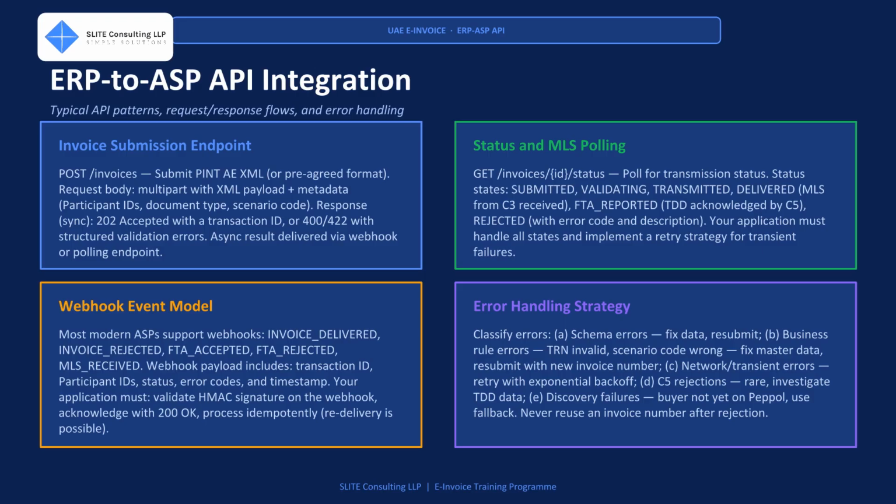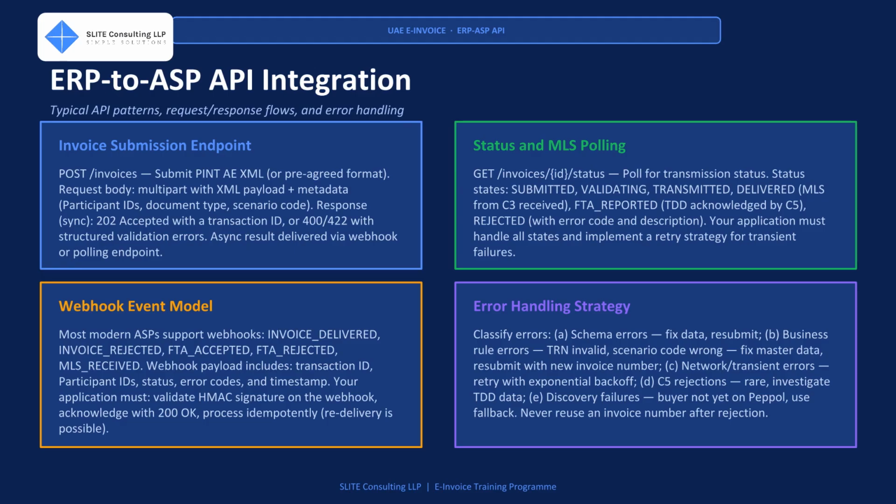Your handler validates the signature, acknowledges with 200 OK, and processes idempotently. Error handling. Classify into schema errors, business rule errors, network or transient errors, C5 rejections, and discovery failures. Each has a different retry strategy. Schema errors mean fix data and resubmit. Network errors mean exponential back-off. Discovery failures mean the buyer isn't onboarded yet.